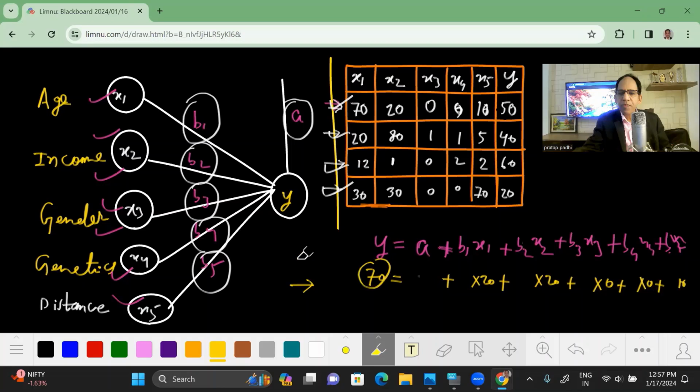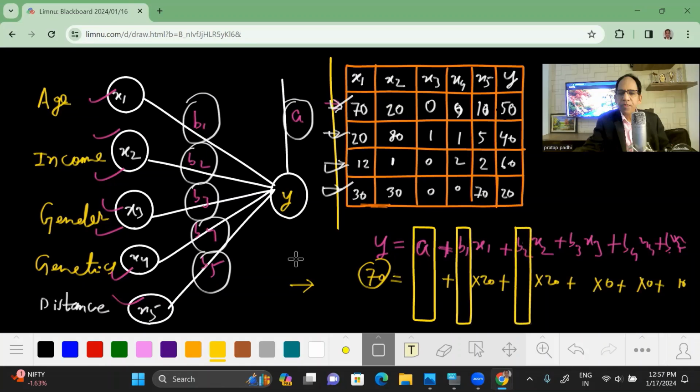This is not for 1 row, but for all 4 rows. Remember, you can't use different A and B1 values for different rows. They should be the same. Ultimately, manually or whatever way possible, you have to find these values in such a way that all 4 rows are satisfied mathematically. That is the intuition.